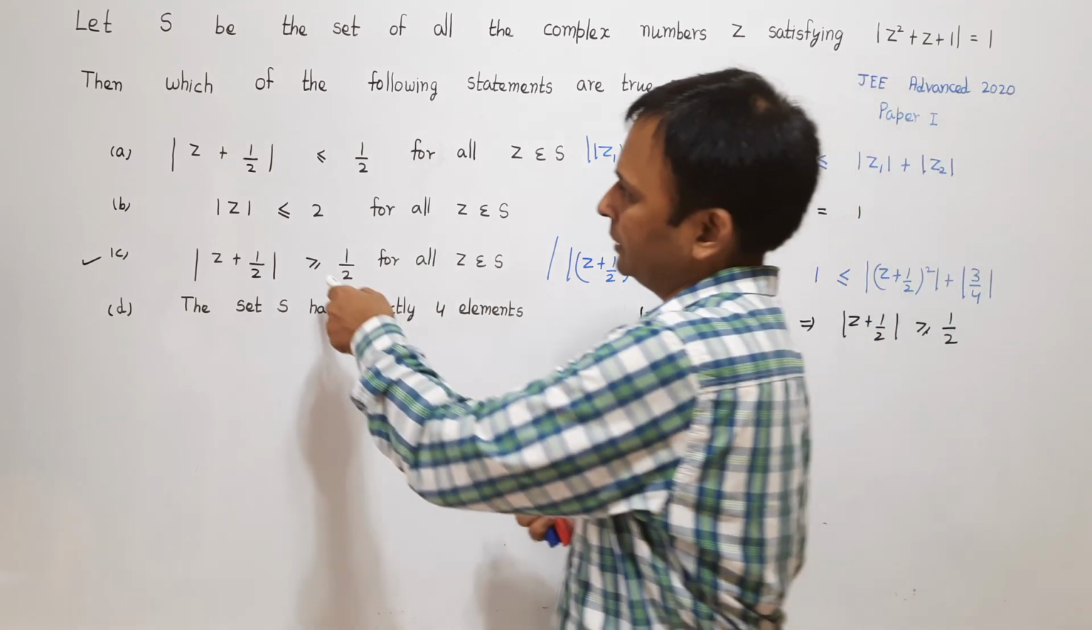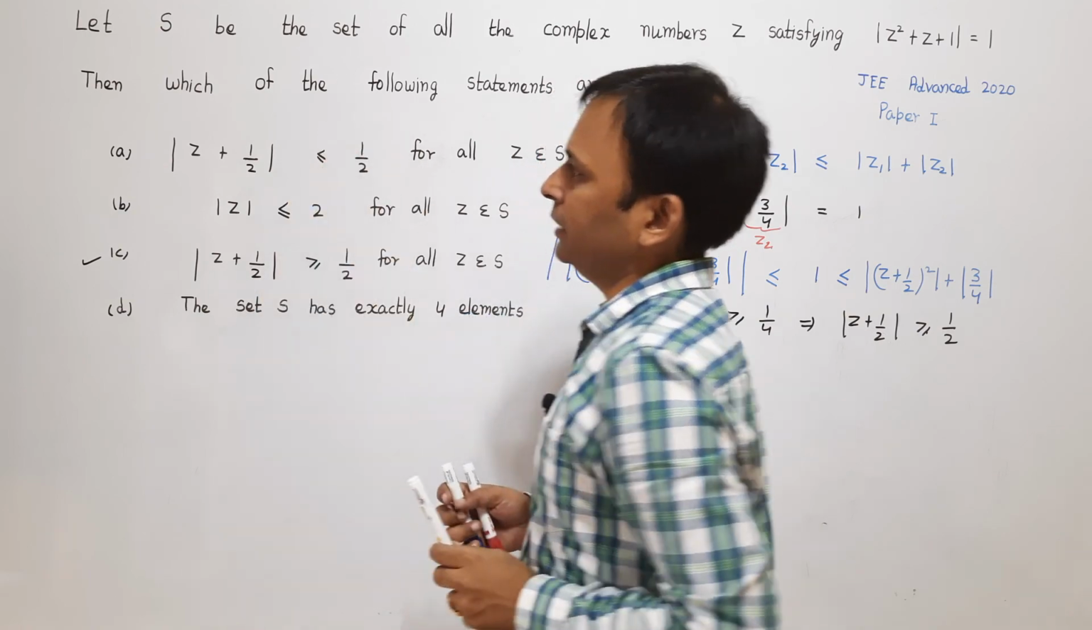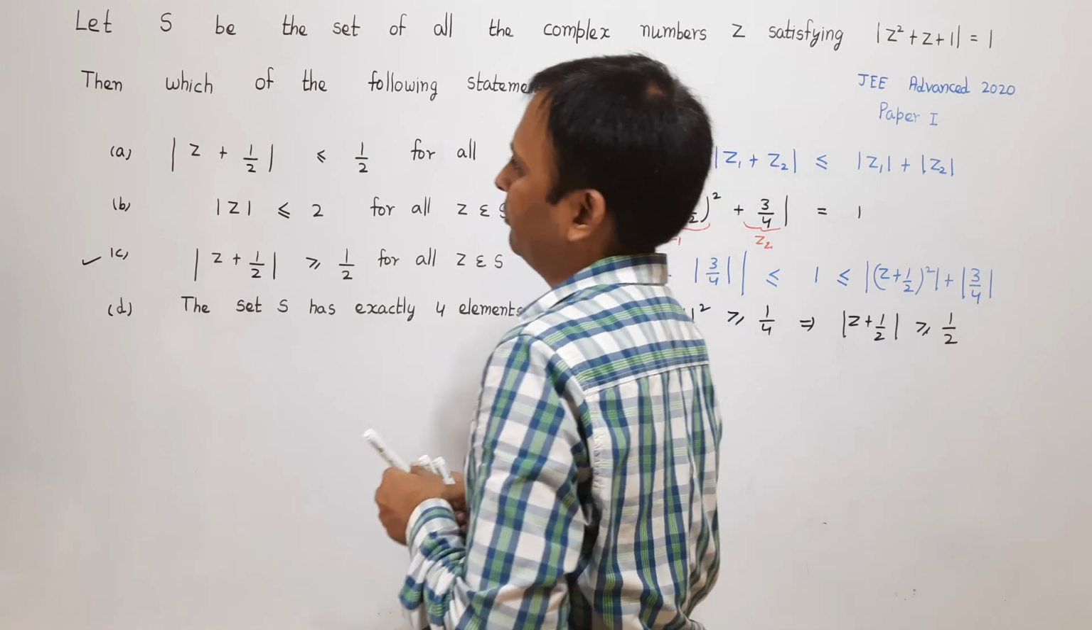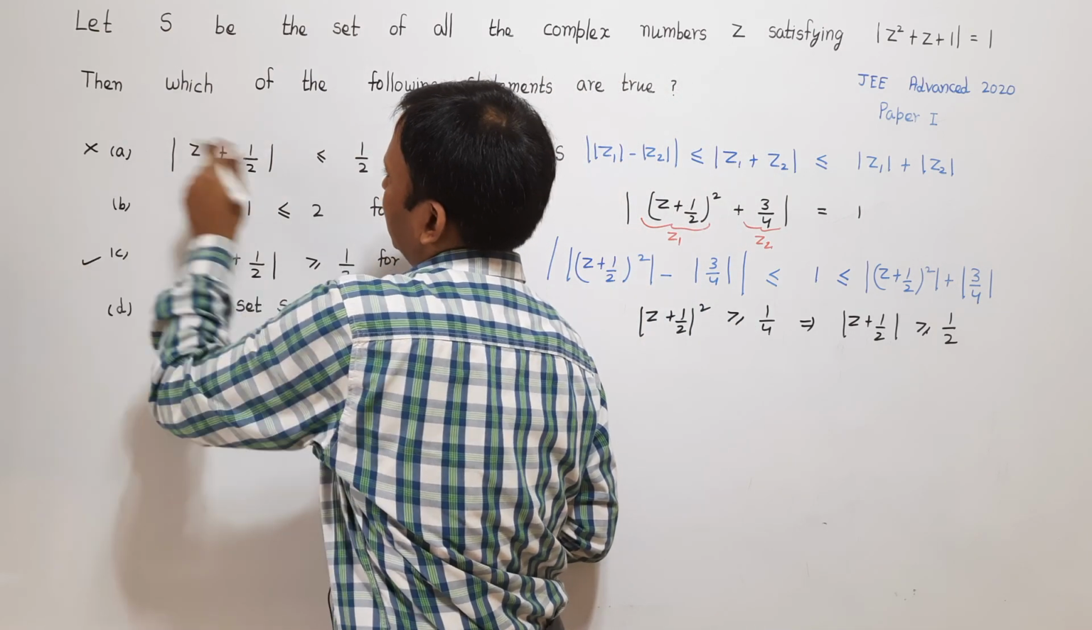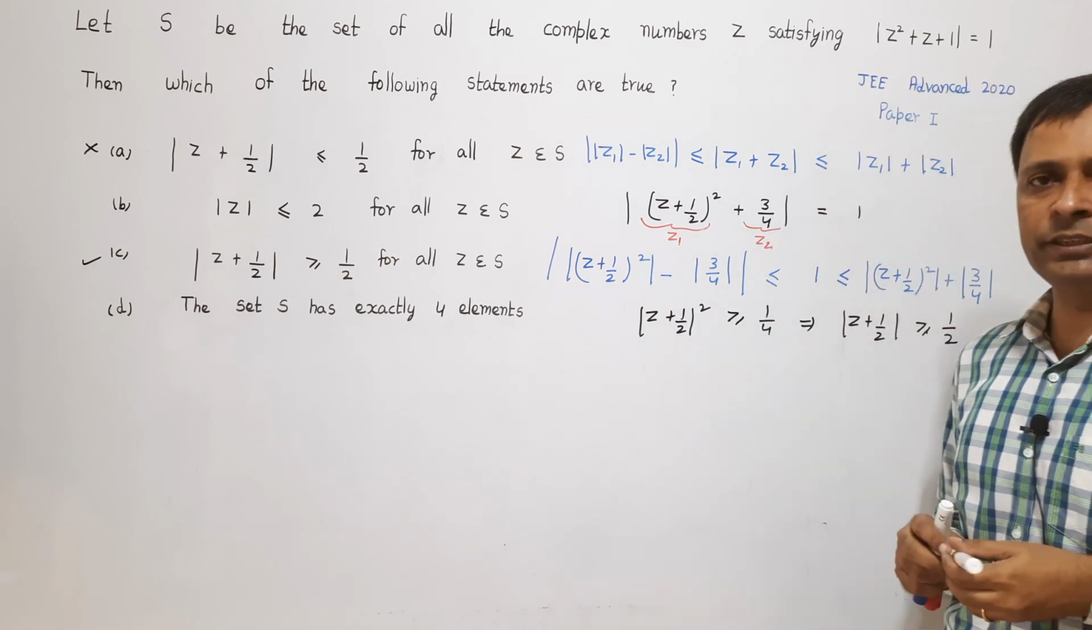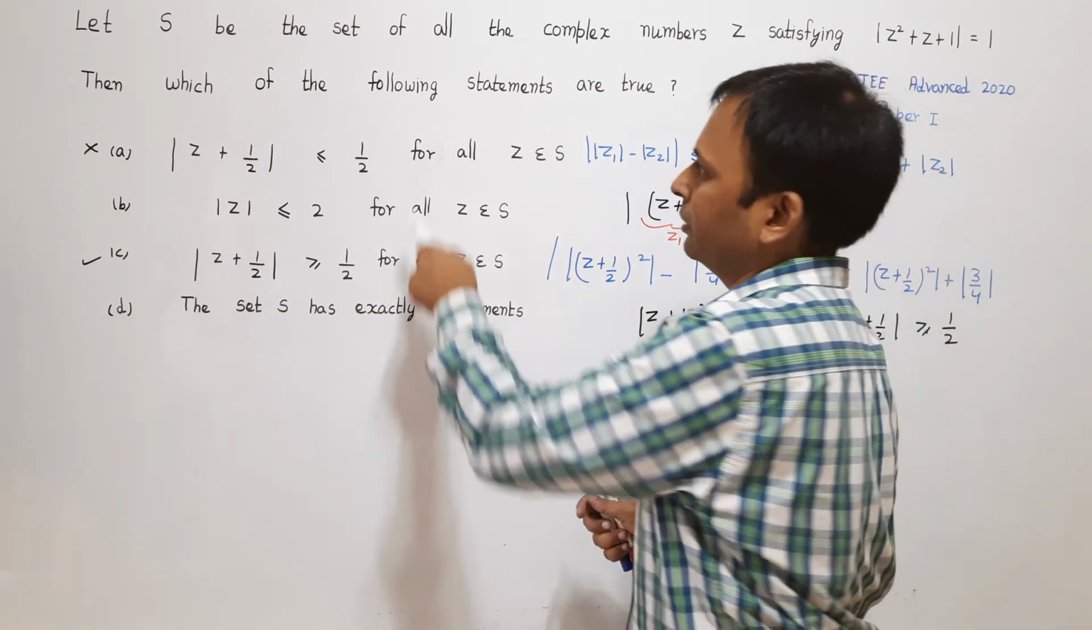Now if option C is the right answer, definitely option A will be the wrong answer, because option A is just opposite of what option C says. It is saying less than or equal to, whereas we got greater than or equal to. So option A is definitely wrong. So we already got the two options.